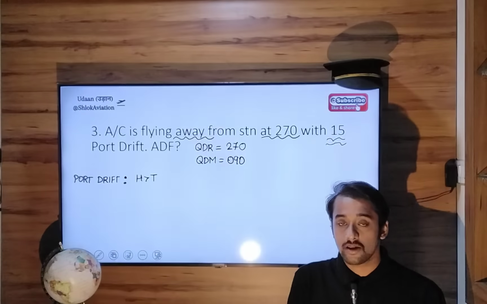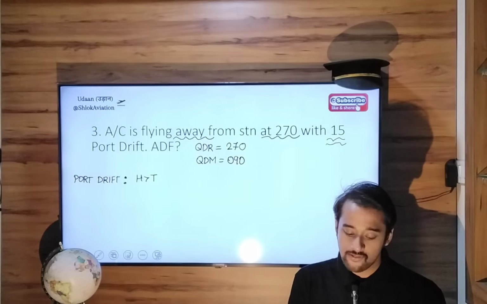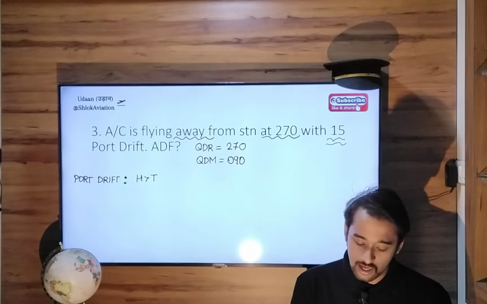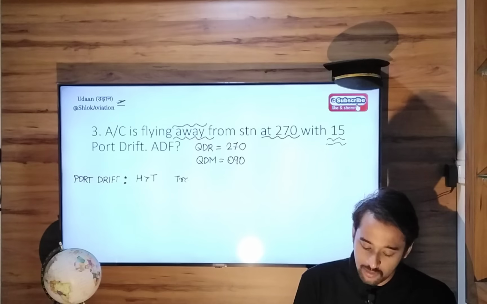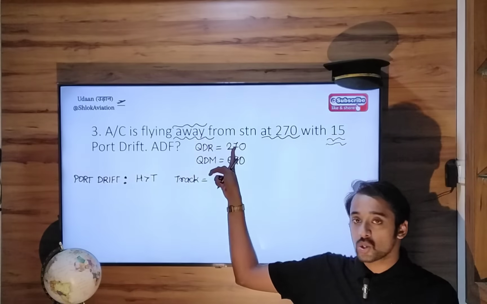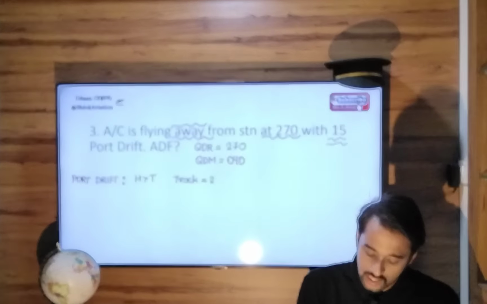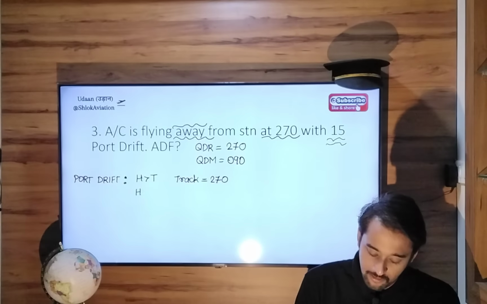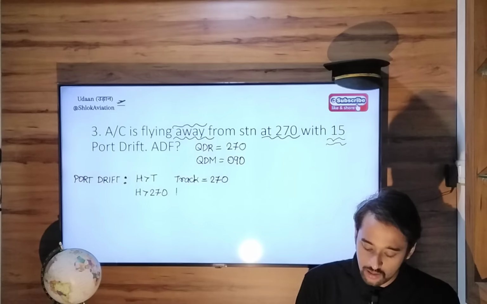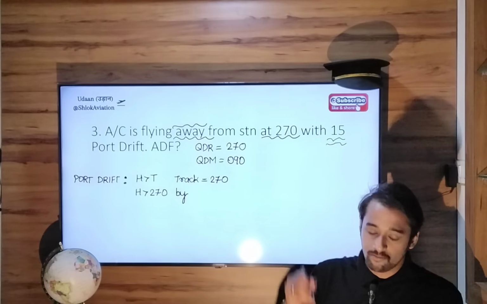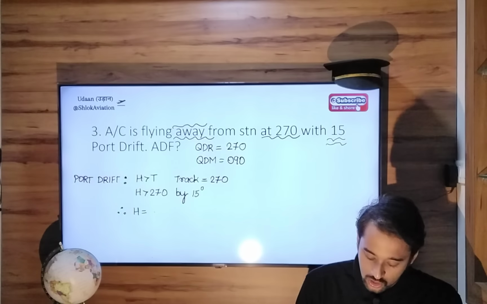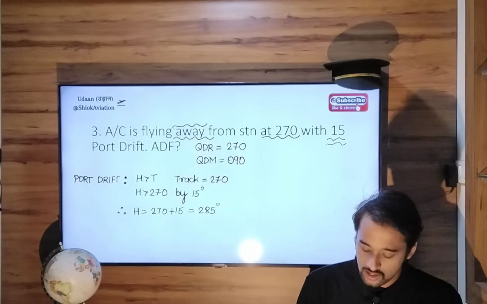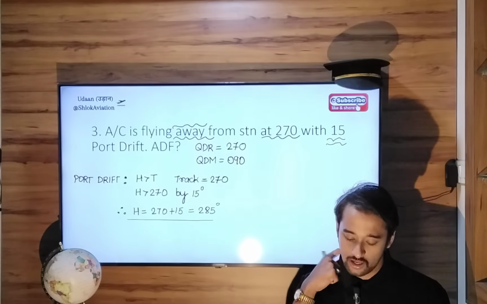Now currently, what is the ADF saying? Currently you're flying away from the station, so your track will be QDR, which is 270. So heading will be more than 270, by what amount? By this amount, 15-degree port drift. Therefore, heading will be equal to 270 plus 15, which is 285 degrees.